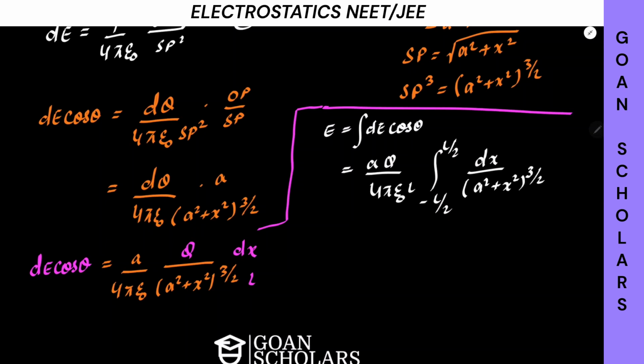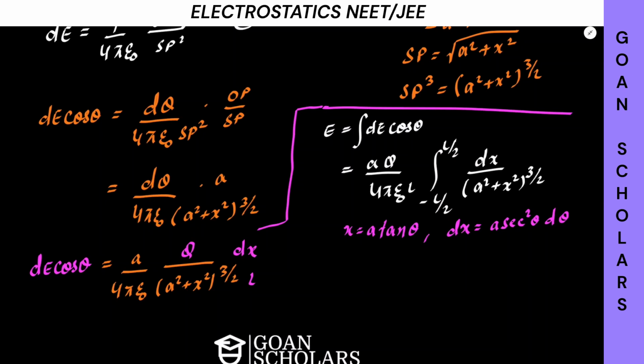Now you need a little bit of integration here. If you have A square plus x square, you can use the substitution method. We will assume x is equal to A tan theta. And if x is A tan theta, what will be dx? dx will be A sec square theta d theta. Correct? And if it is so, then we can convert this whole thing into our substitution part, that is equal to AQ whole divided by 4 pi epsilon naught, and minus L by, but the limits also change, no?